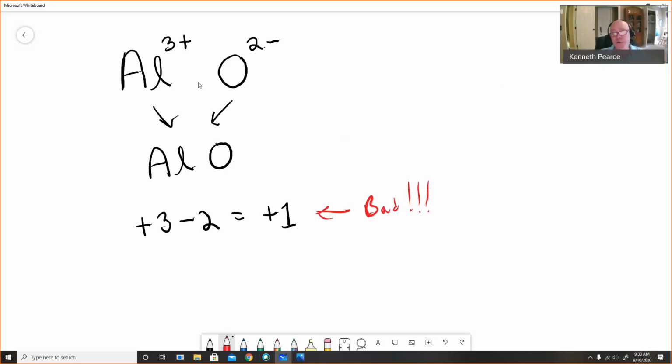So how are we going to fix this? So what we're going to do is we're going to do something called crossing charges. Now, we only do this when the charges are not equal. Whoops, let's change colors here.